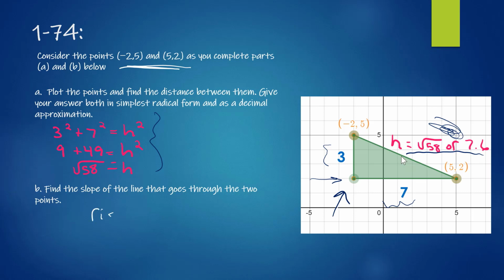Okay, so rise over run. This is the rise, 3, and 7 is the run. Now, on mine, because of the way I wrote the equation, I have a negative slope, so it's going to be a negative 3 over 7 because it's going down to the right instead of up to the right. So it is negative 3/7 is the slope. Okay, and that is 1-74.